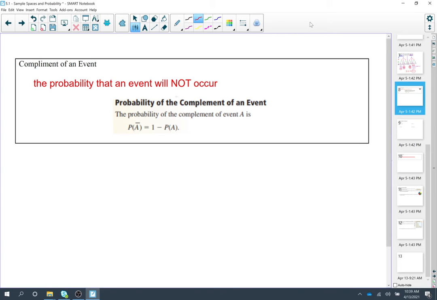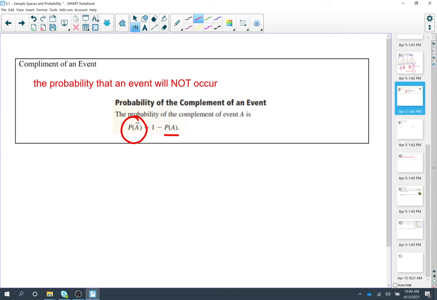The complement of an event. So the complement of an event is the probability that an event will not occur. So if you're finding the complement of an event, complement looks like this. So typically we just have the probability of A.